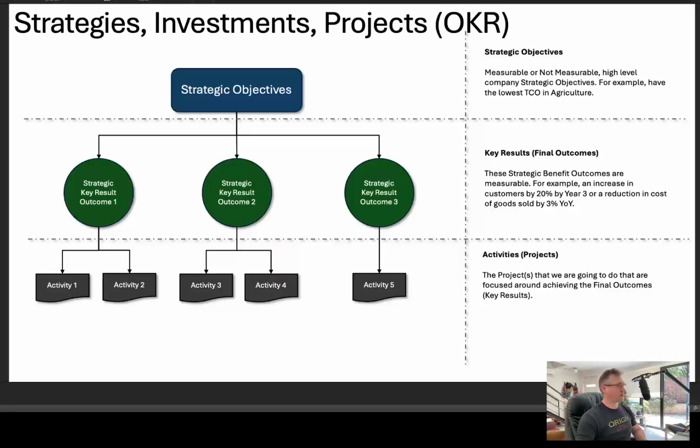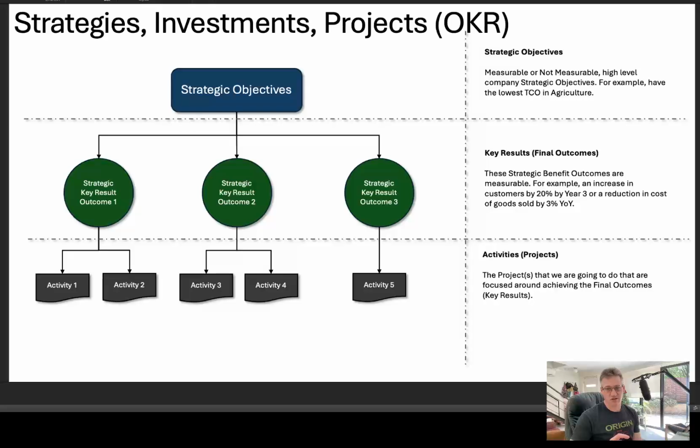So first up, when I talk about strategies, I think of it in an OKR sense. So we have strategies, investments, and projects, OKR. So strategic objectives, these being measurable or not measurable. The high level company initiatives that you want to achieve. And then you have strategic key results, and those key results are measurable at the strategic level. So these are high level but measurable strategic key results for your company.